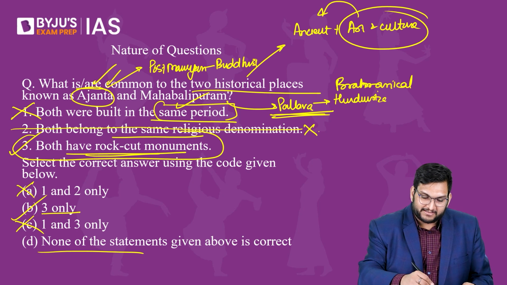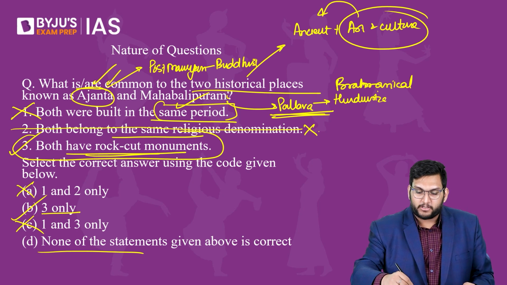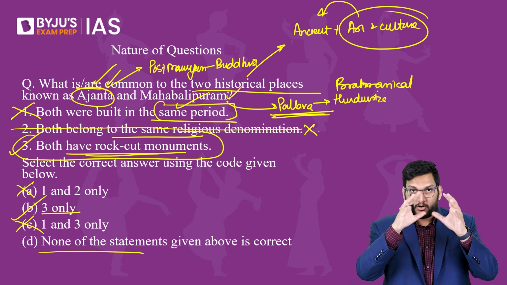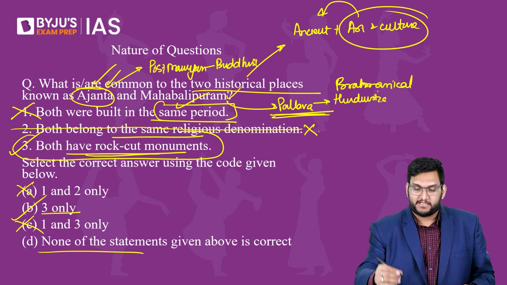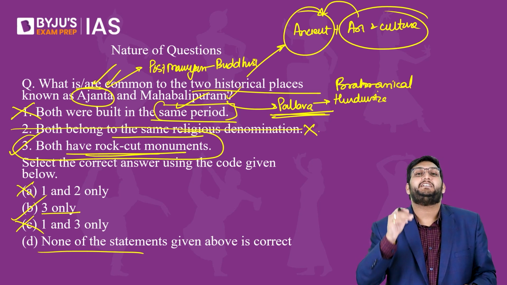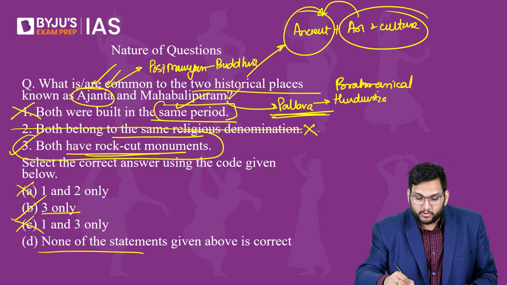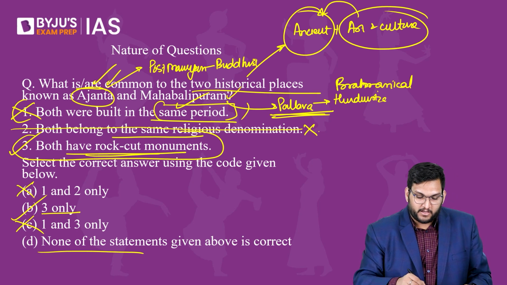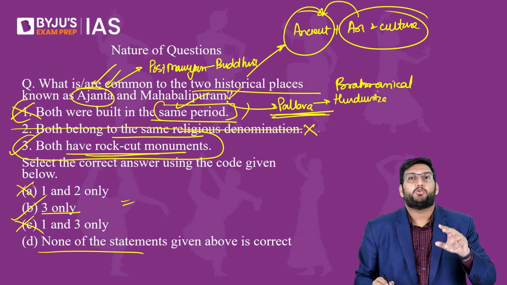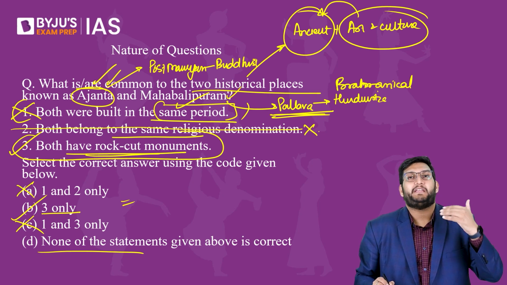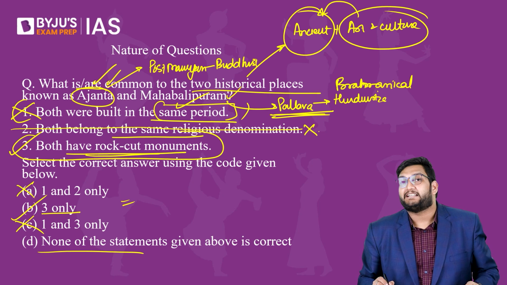Both have rock-cut monuments. Ajanta has rock-cut caves, and Mahabalipuram is known for the Pancha Rathas, which are rock-cut raths. So, did I need subsidiary knowledge of ancient? Yes, I did. Can I ignore ancient? No, you can't, because you will not be able to eliminate the first option, which automatically gives you the answer. This question shows you how there is a relationship between the basics of ancient along with art and culture.